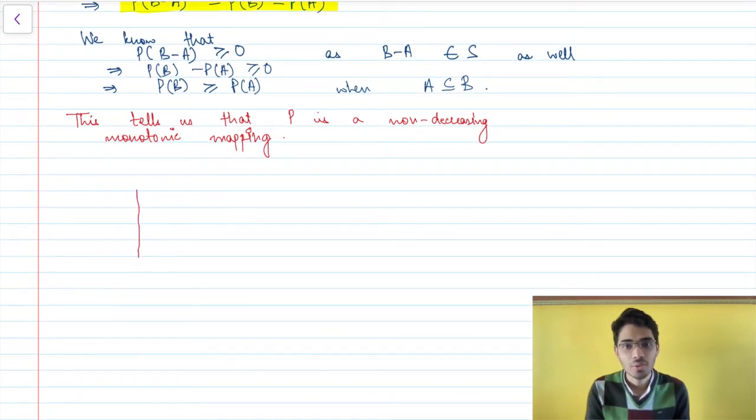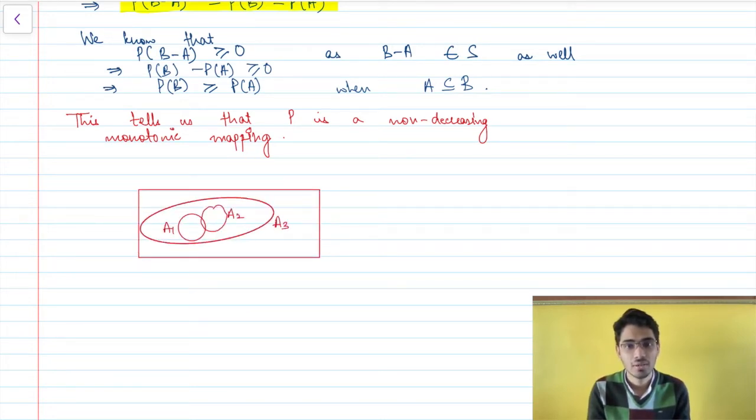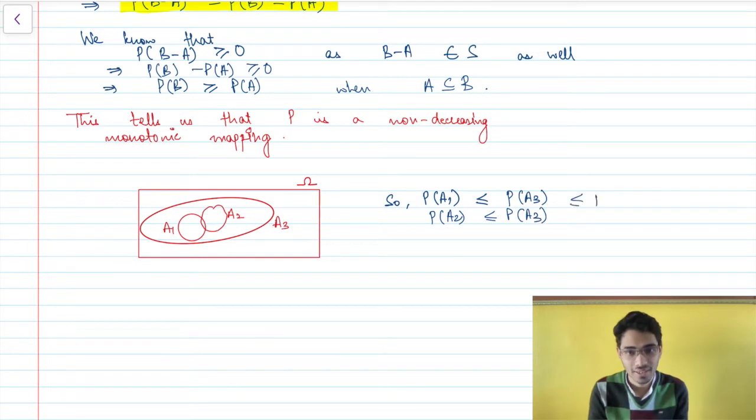So let us try to visualize this using the following sets. Suppose A1, A2 are like this, and A3 is the superset of A1 and A2, and all these are a part of the universal set omega. So although we cannot compare probability of A1 with probability of A2, we can definitely say that P of A1 and P of A2 are less than or equal to P of A3, and that is less than or equal to P of omega, because P is a monotonically non-decreasing mapping.